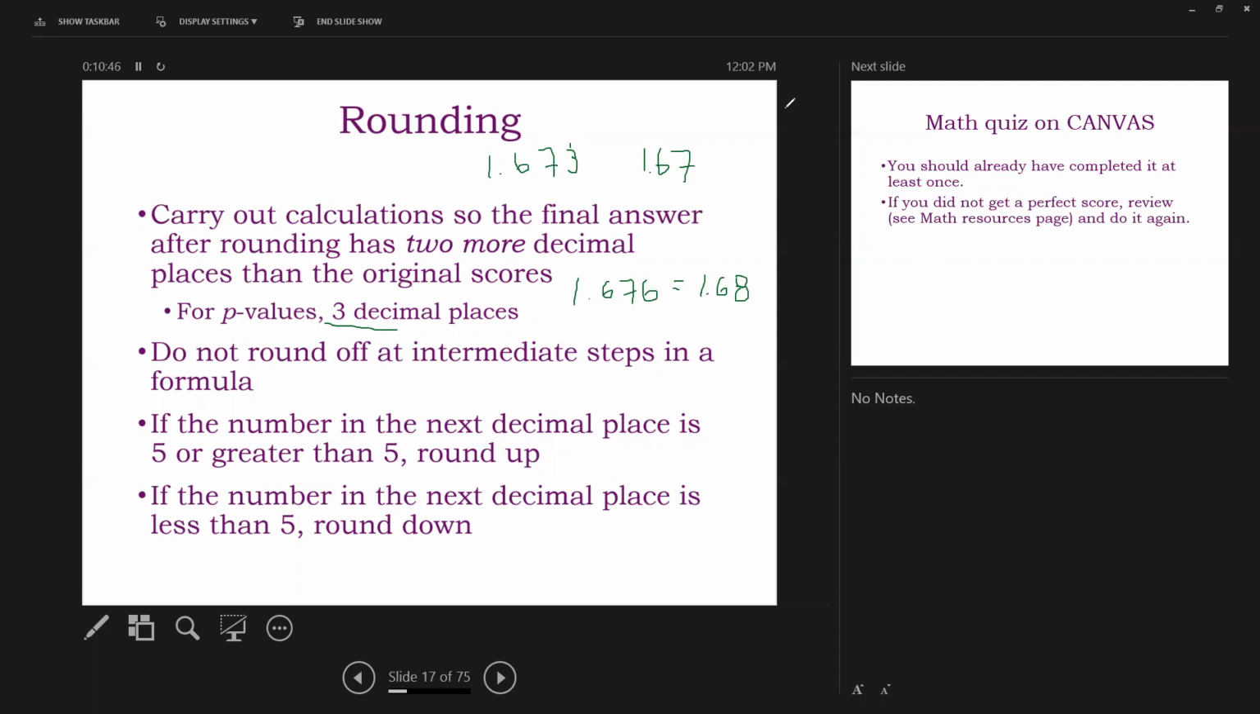So importantly, do not round off at intermediate steps. Remember, hold all the decimal places possible until the very end, okay? Basic rules: if the number in the next decimal place is 5 or more, you round up the decimal place you're rounding to, right? If it's less, you just keep it the same or round down.